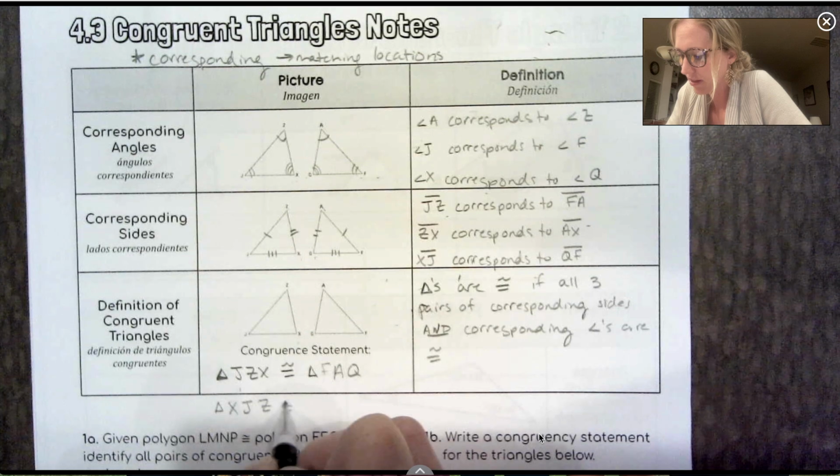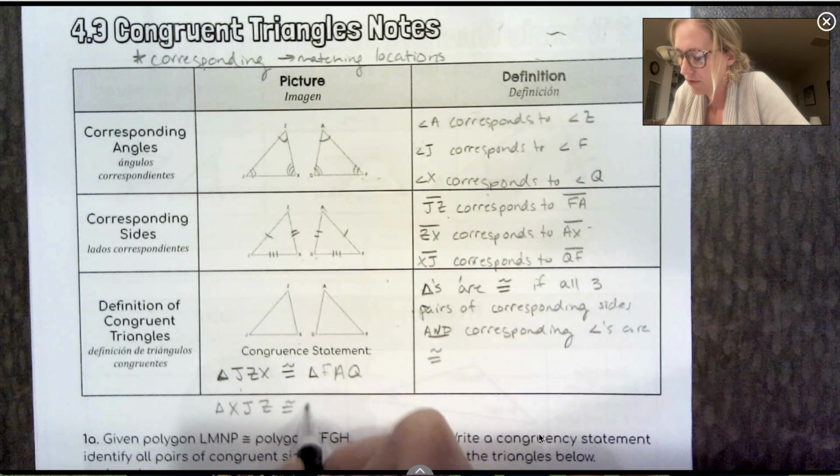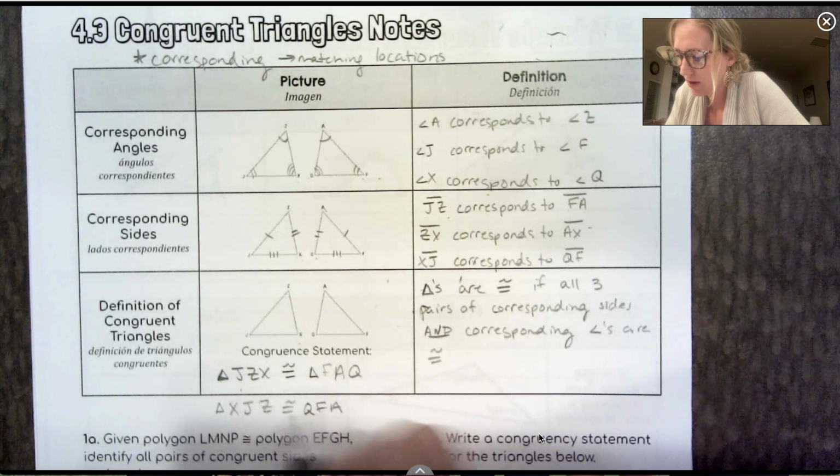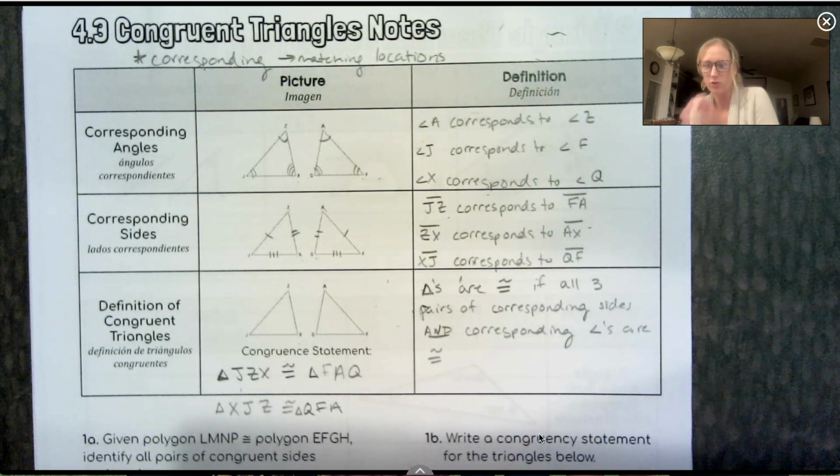xjz. I could say that that is congruent to QFA. So again, it matters. The orders must match. Okay, so in our congruent statement, the letter lining up is important. That tells us which parts correspond with each other.